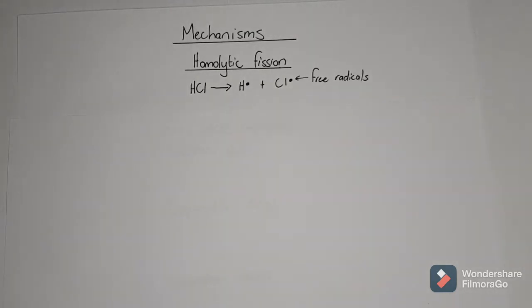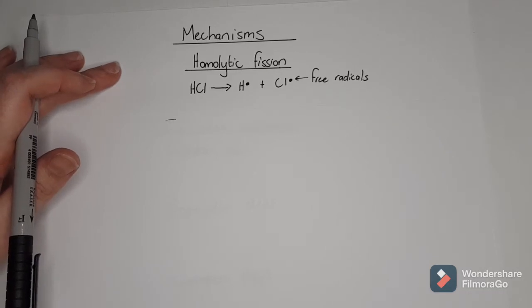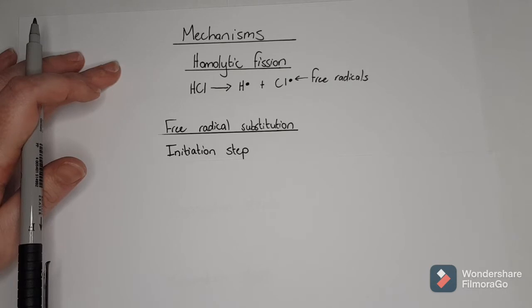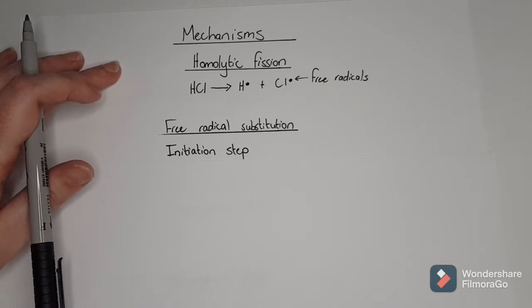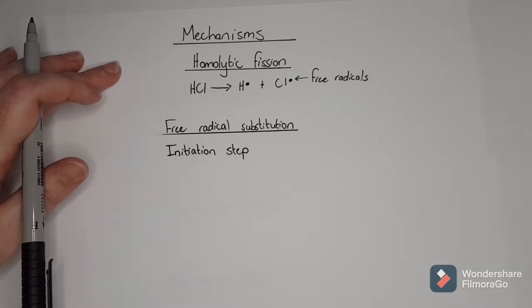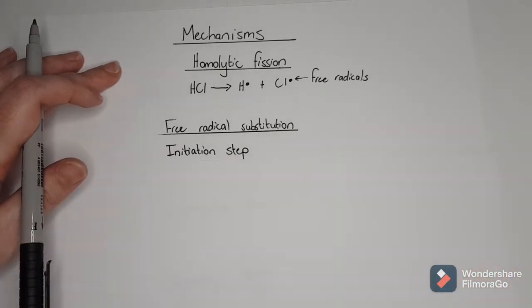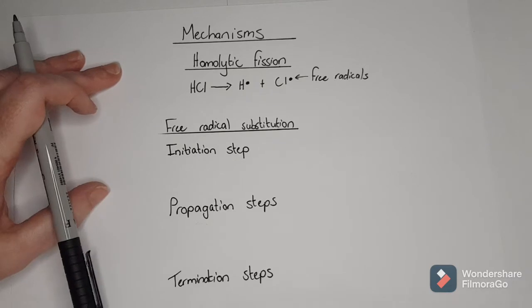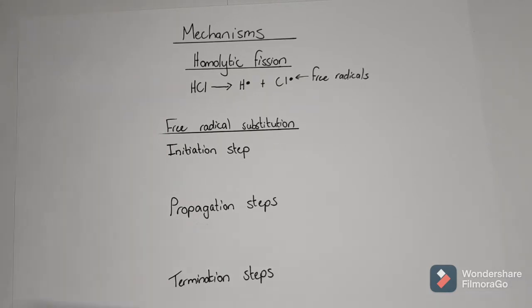So our one type of mechanism that we have using homolytic fission is free radical substitution. So free radical substitution means I'm going to substitute one thing for another by attacking it with a free radical. And that takes place in three different steps. There's the initiation step, the propagation steps, and then the termination steps.